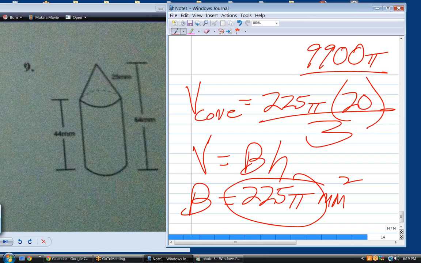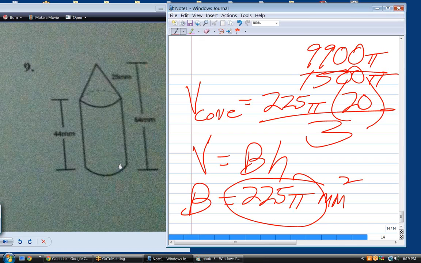All right. And then we have to add that to 9,900 pi to get the volume of the entire pencil. And that's 1,500 pi. Okay, so add 1,500 pi to 9,900 pi, and I think you get 11,400 pi. Yep. And that's the volume of both objects joined together. Yep.